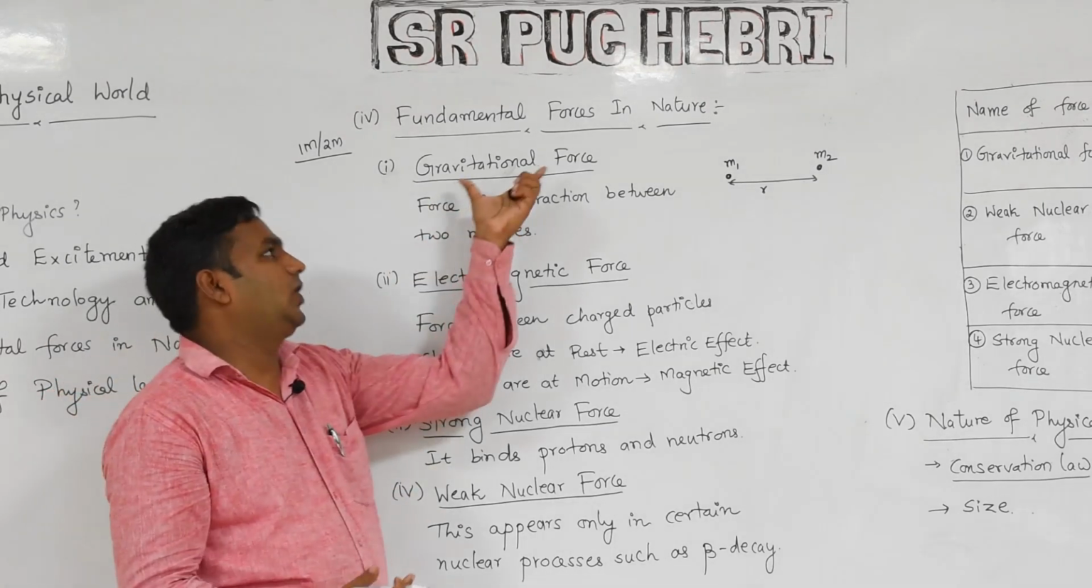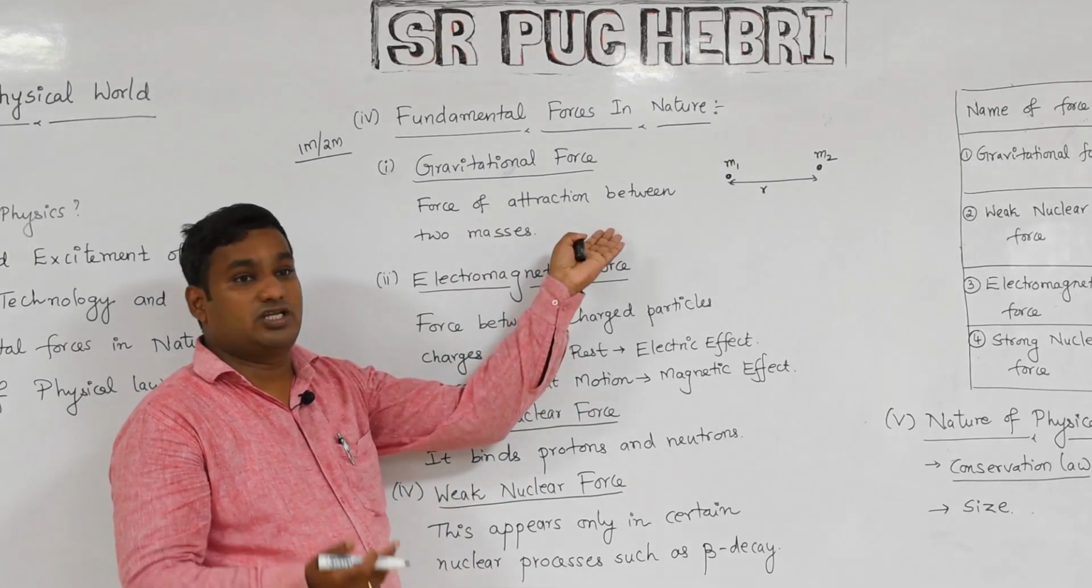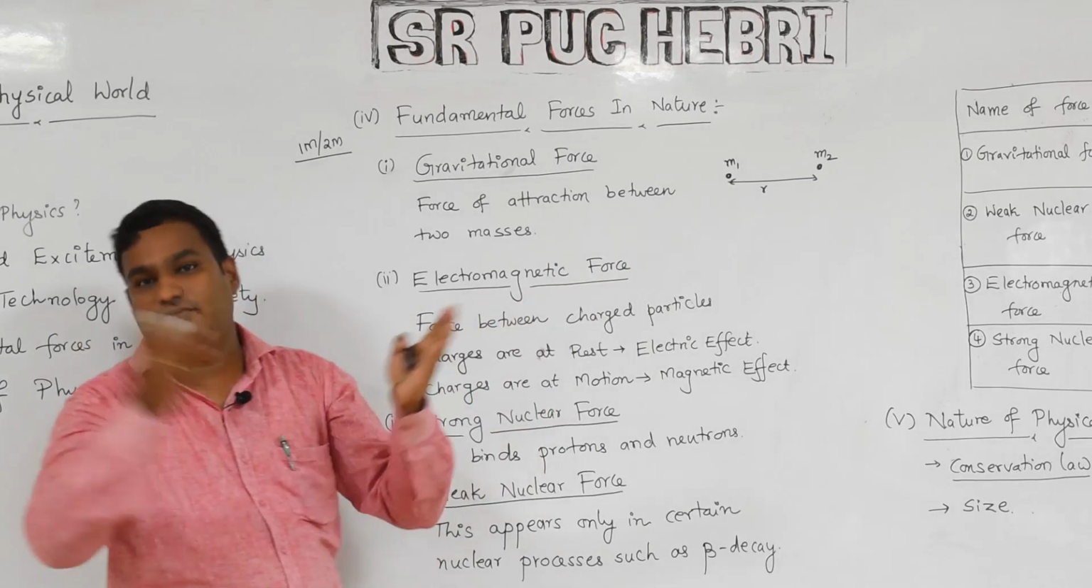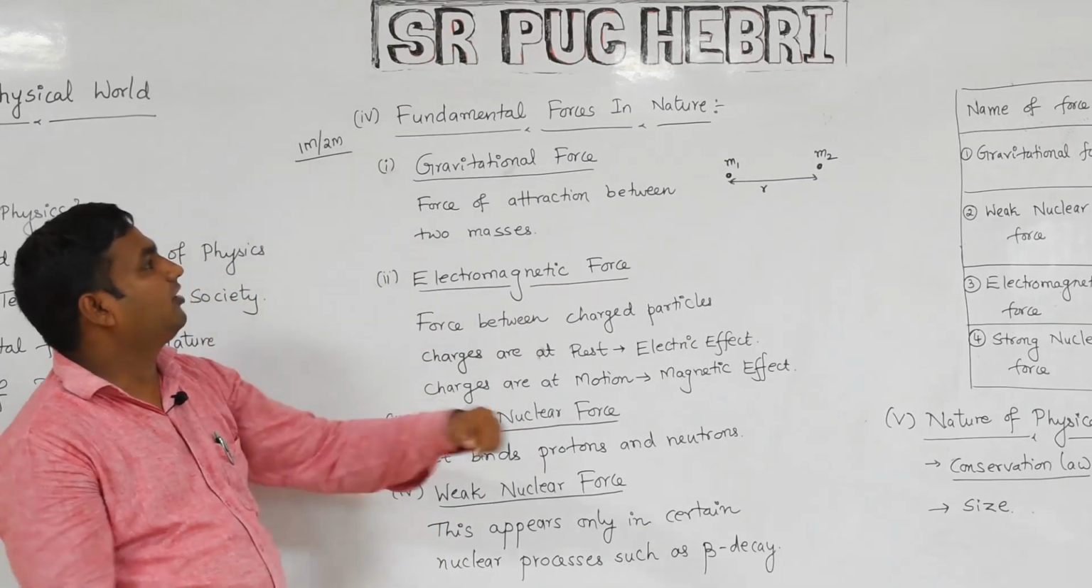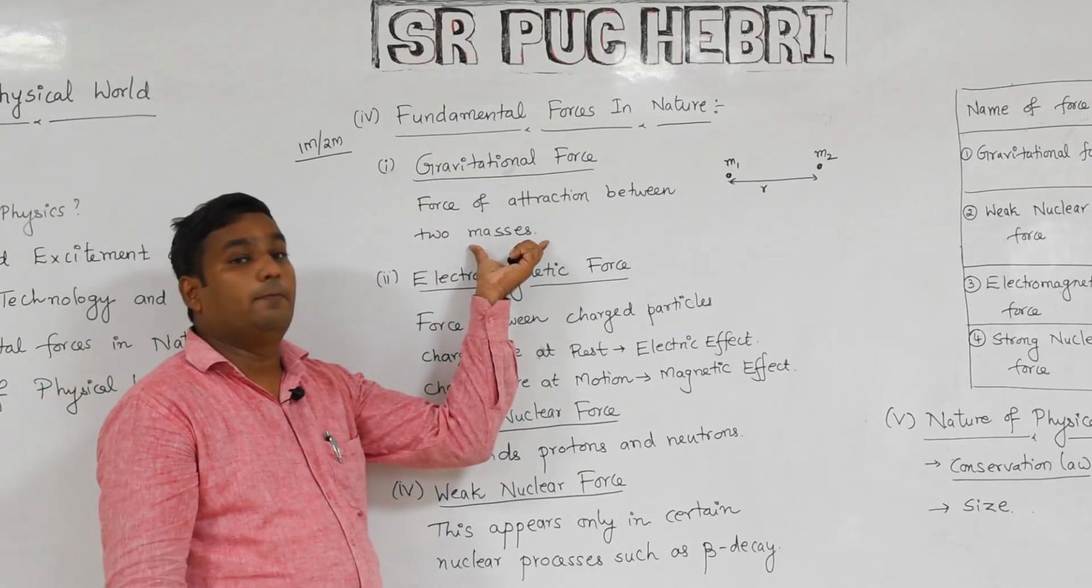This law, Newton's universal law of gravitation, is universal, applicable everywhere, and its range itself we can say is infinite. Now this is the first important thing, the gravitational force. It is a force of attraction between 2 masses.